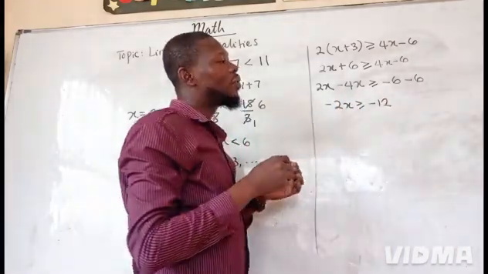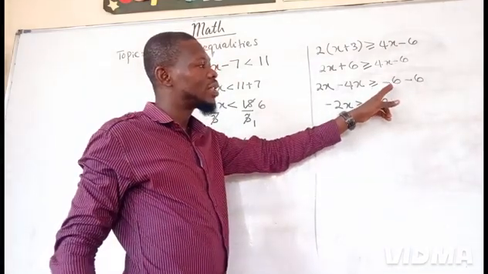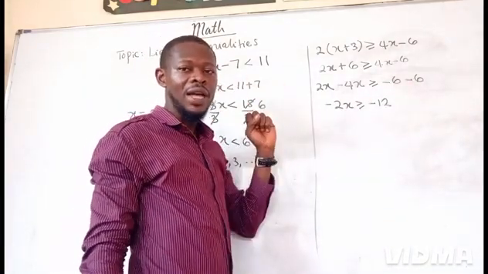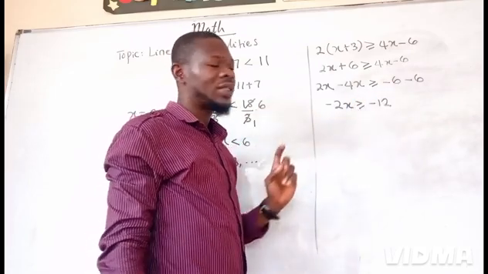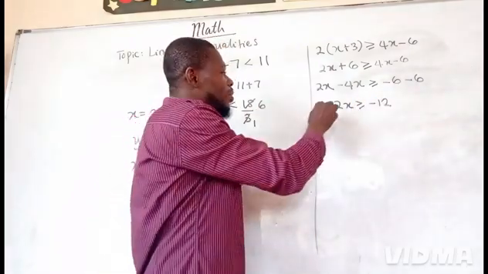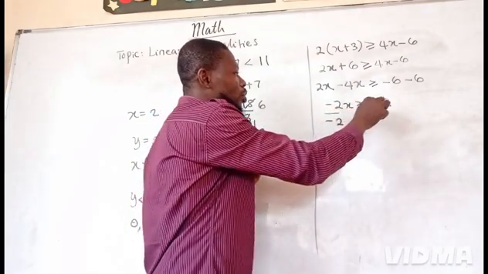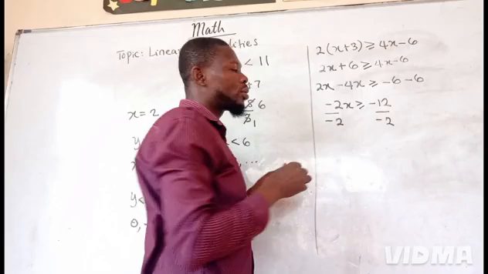12. If we use a law of integers, minus and minus we add, but the answer will obviously remain the same. Now, we divide both sides by what? Minus 2. Divide both sides by minus 2.